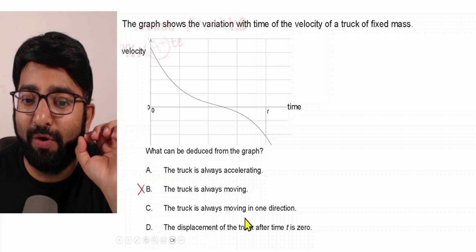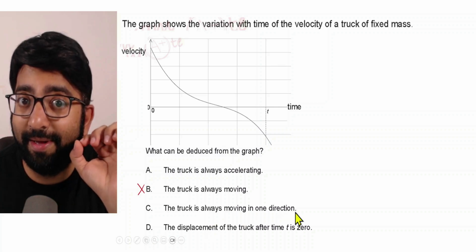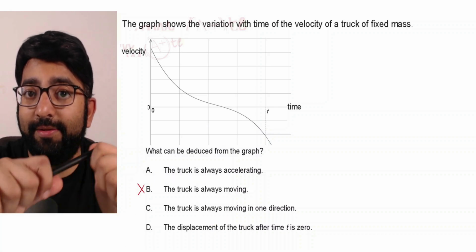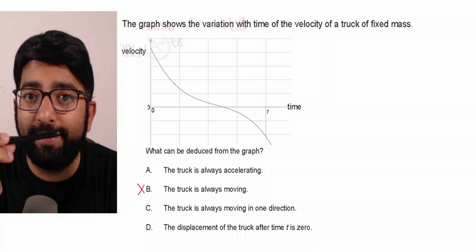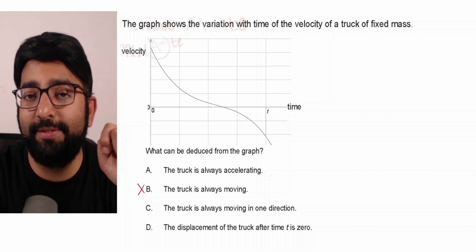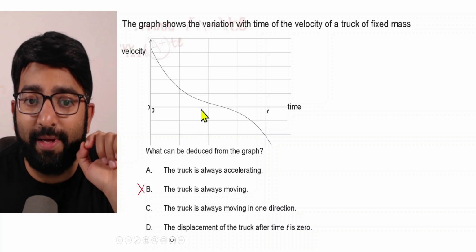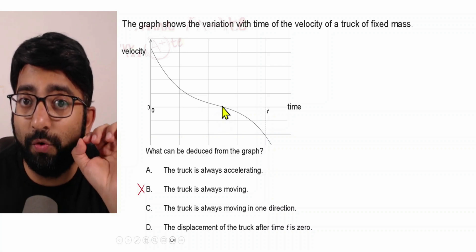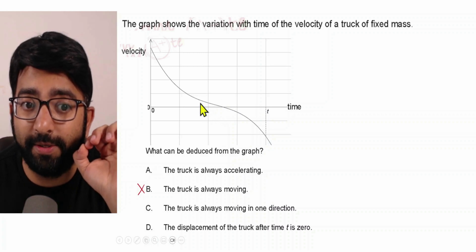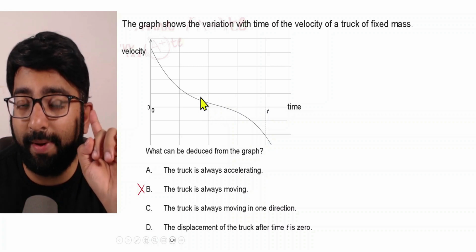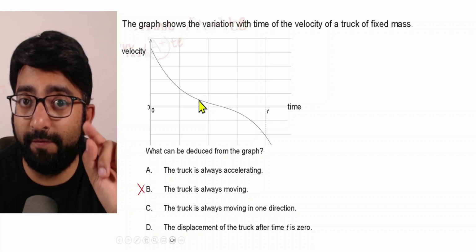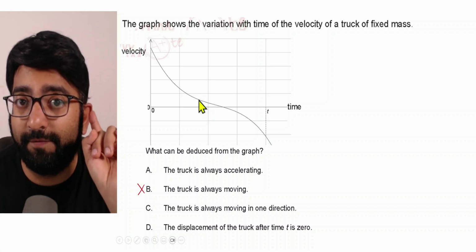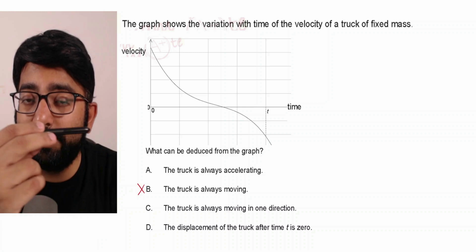Option C states truck is always moving in one direction. That is incorrect because we just proved that the truck was earlier going towards the right hand side. It stops and then it reverses the direction. And let me re-explain that. So if you consider this point where the truck is at instantaneous rest, if you go a little bit to the left hand side of this, velocity is above the time axis, which means velocity is positive. And if velocity is positive, that means the truck is moving towards the right hand side.